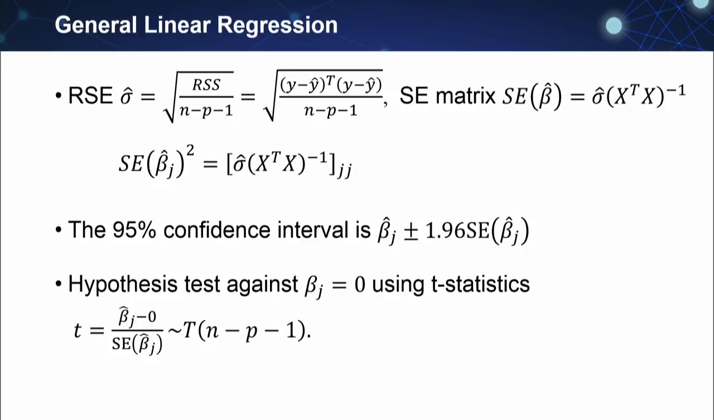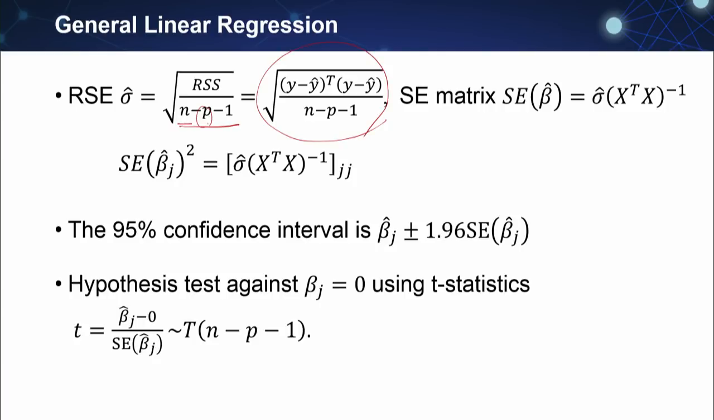The rest of the analysis is also very similar to that of simple linear regression. So RSE is given by the square root of RSS divided by n minus p minus 1, where p is the number of x variables. So it is rewritten like this.